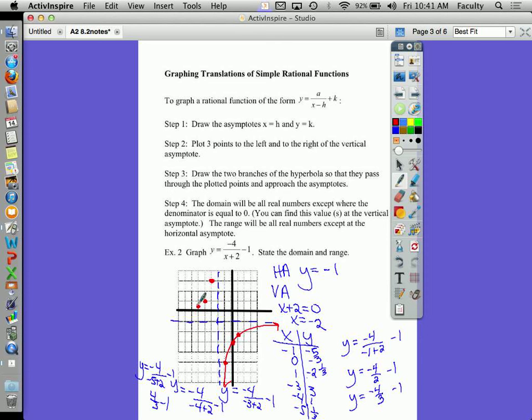Now, a question I have for you, even though we don't see it, is it going to cross the x-axis? Yes, because it's got to hug that horizontal asymptote. So what you want to do is, we don't know where it is.